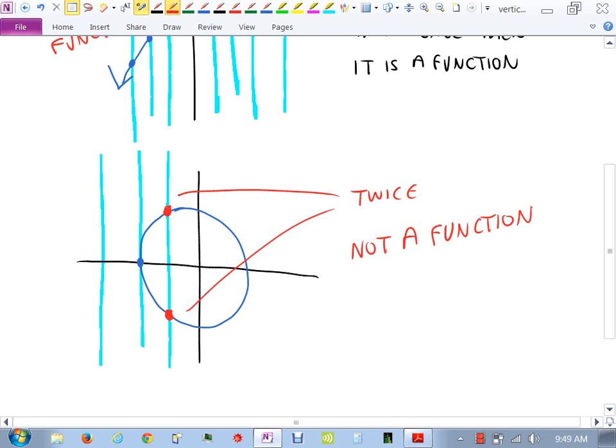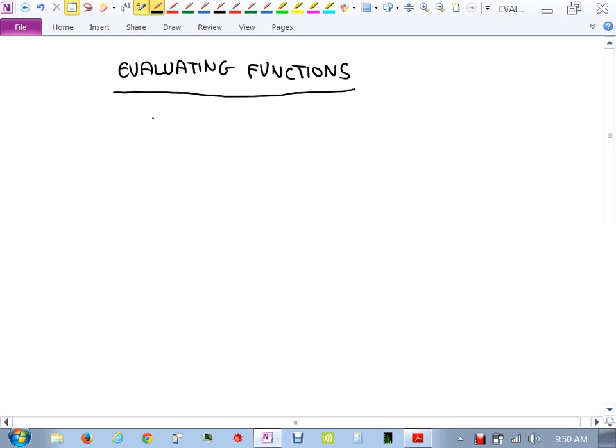So if I give you some drawings and ask you if it's a function or not, you apply the vertical line test. Is that okay? All right. The next thing that we want to make sure we're clear on when it comes to functions is evaluating functions. So how do we evaluate functions?